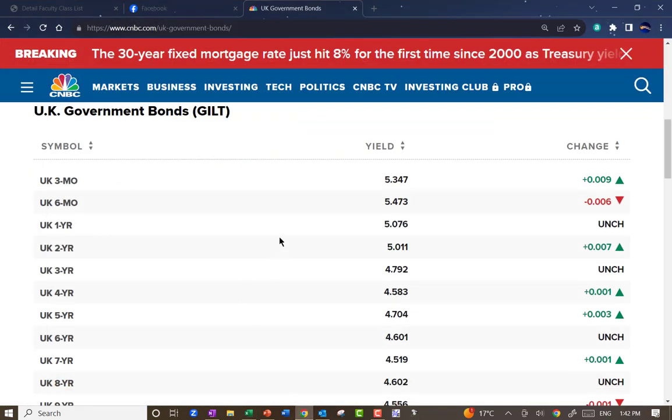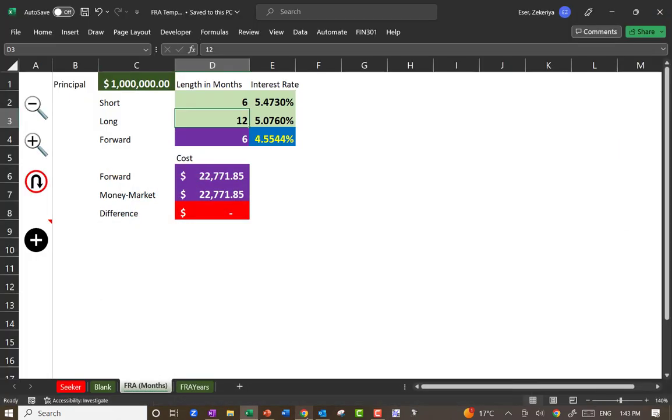So forwards are rather useful if you know you're going to need the money 6 months from now, and you're going to need it for only 6 months, but you don't want to take the risk that interest rates are going to be high. You can actually fix it in the forward rate market. Or you know that you're going to have money to lend 6 months from now. You don't want to take the risk. You want to fix the rate at which you're going to lend. Just use the forward market.